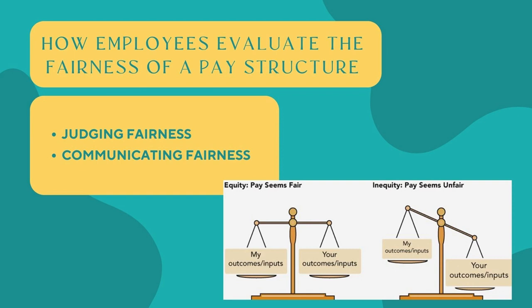Now, how do employees evaluate the fairness of a pay structure? First is judging fairness, and the second is communicating fairness. Now you can see in the picture, equity, or pay that seems fair. It means that my outcome and your outcome are the same, but it's also based on the job or activity that we do at work. Meanwhile, inequity, or pay that seems unfair, means that my outcomes and your outcomes are different, but we have the same level of work.